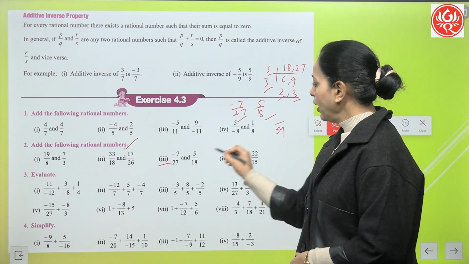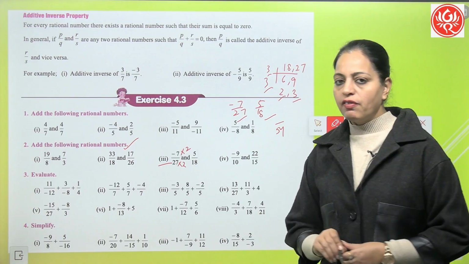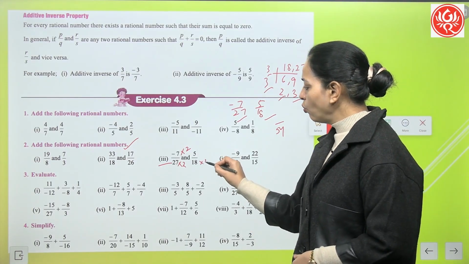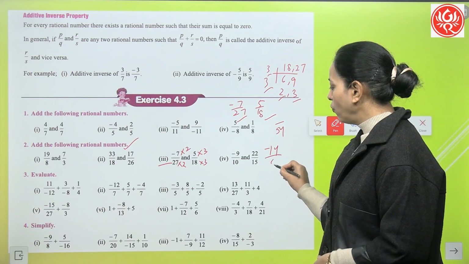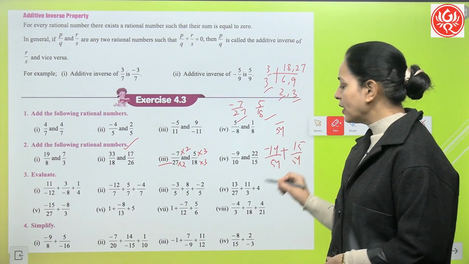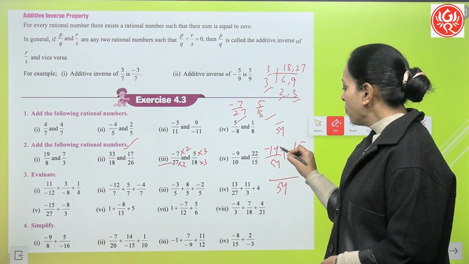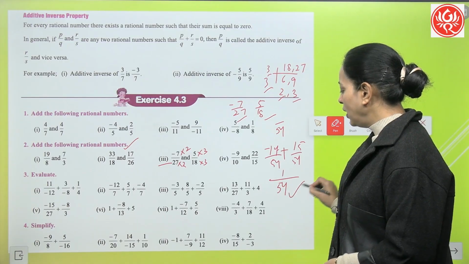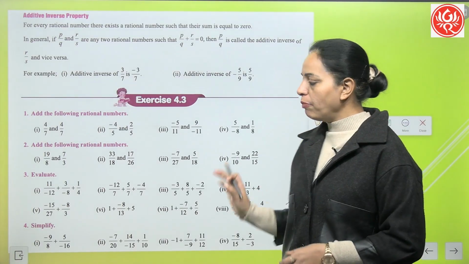तो हम क्या करेंगे, इसको 54 बनाएंगे. 27 into 2, so 7 into 2, 18 into 3, so 5 into 3. So minus 14 upon 54 and 15 upon 54. इन दोनों को add कर दें. So now 54 as denominator, minus 14 plus 15, that is 1, right? Similarly, you can try remaining parts.